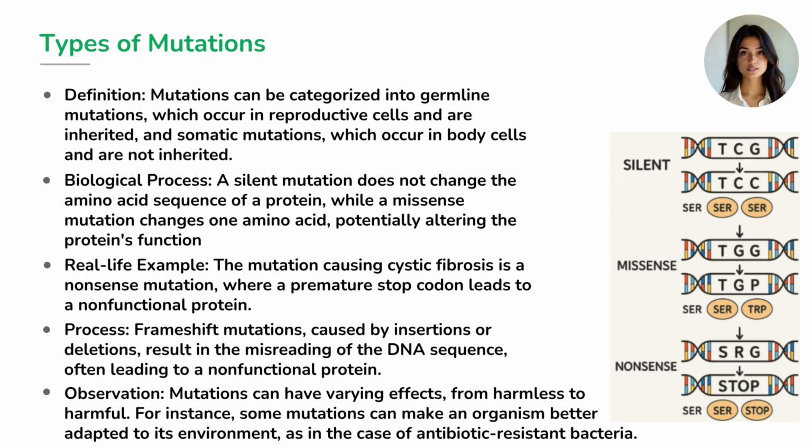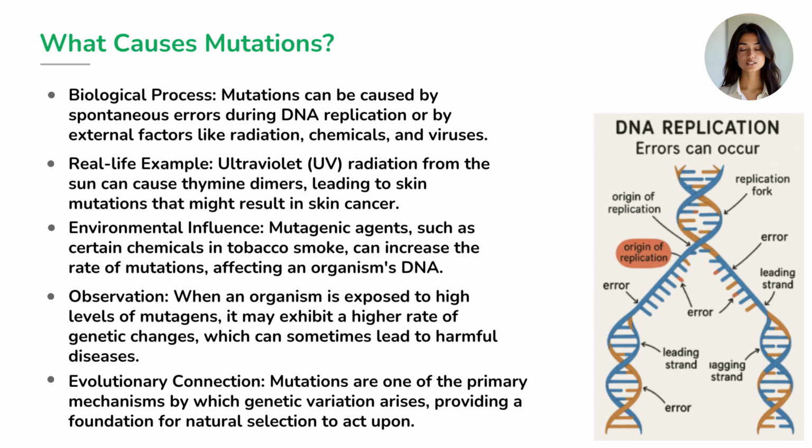A silent mutation, for instance, does not change the amino acid sequence of the protein, so the function of the protein remains the same. On the other hand, a missense mutation changes one amino acid, which can sometimes affect the protein's function. In more severe cases, a nonsense mutation introduces a stop codon too early, resulting in a truncated protein that may not function at all. As you can see, mutations vary from harmless to potentially harmful, but all of them add to the genetic diversity that fuels evolution. So, what causes mutations?